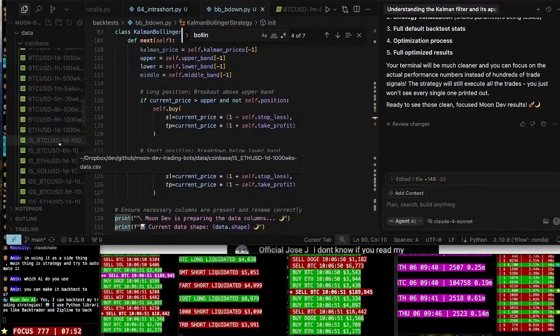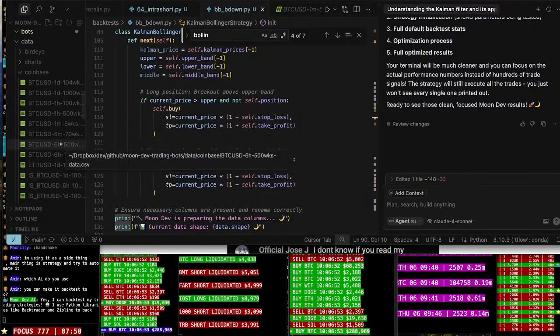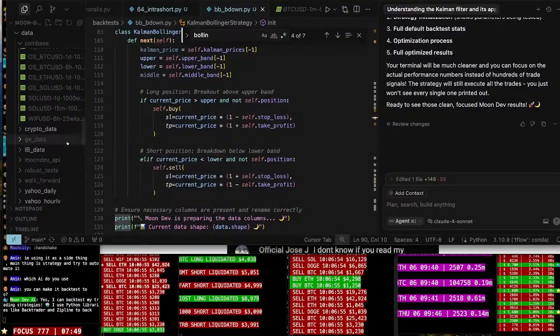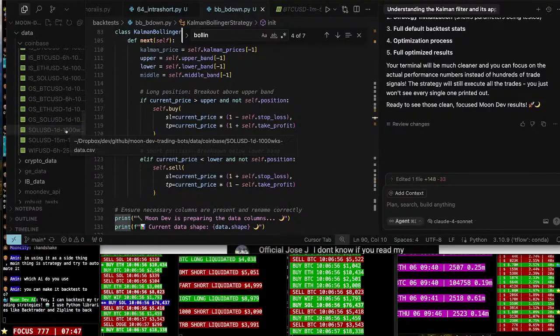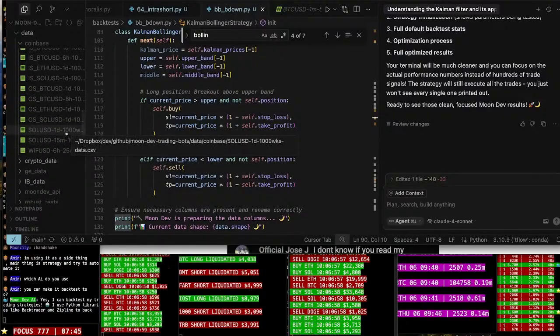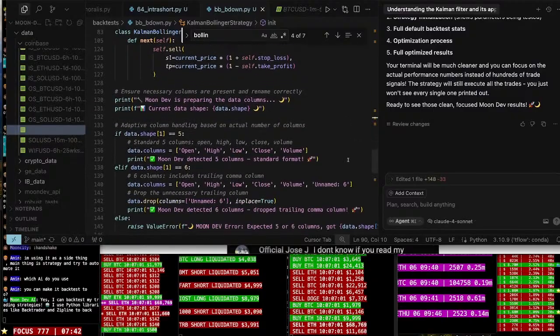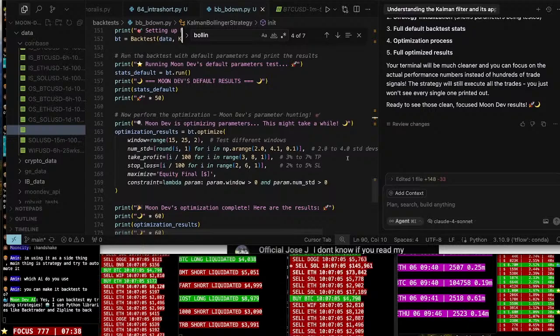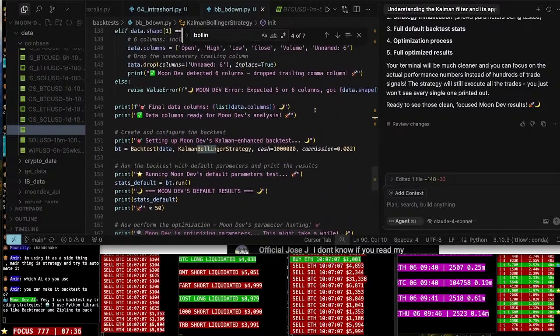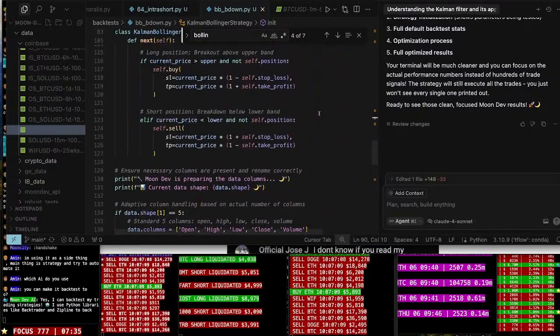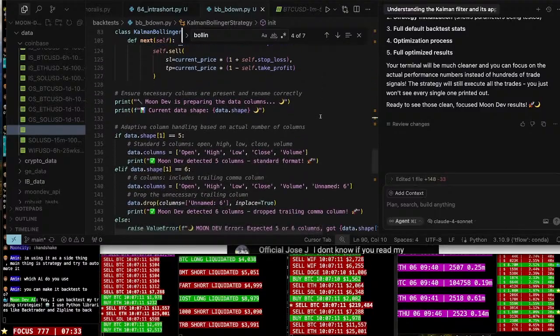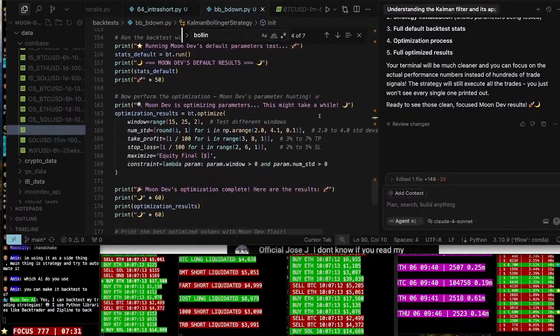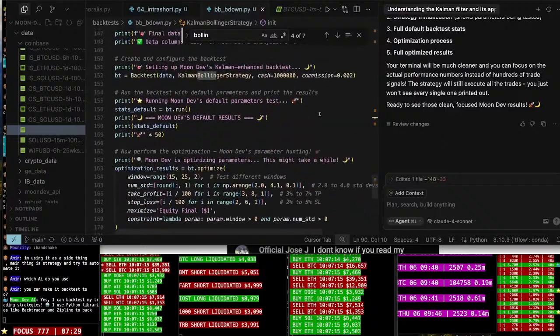So let's go ahead and try some other data here, because that was 1 minute over 5 weeks. So let's try Solana data here. This is daily data for 1,000 weeks. So an entirely different test. 5 weeks, 1 minute versus 1,000 weeks of daily. It's a crazy difference.